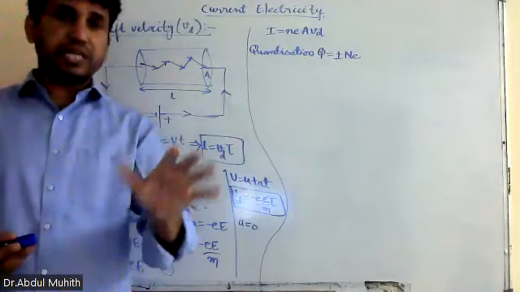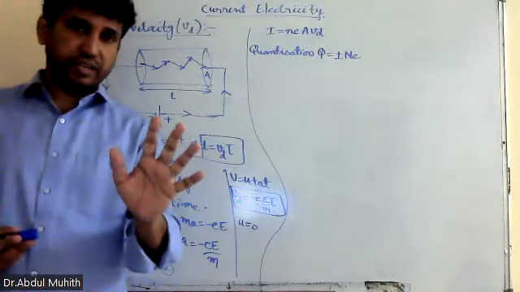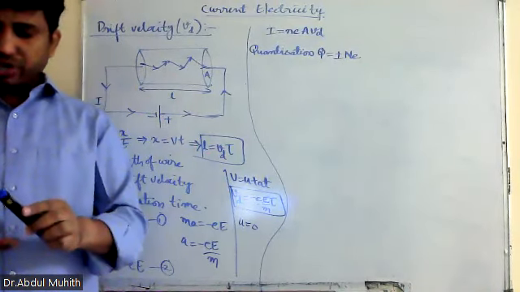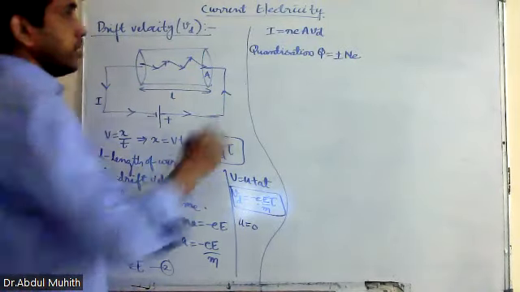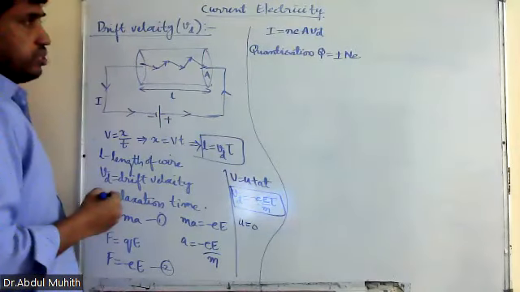The number of students in a class is 10. It cannot be 10.1 or 9.5. We don't have 9.5 students, right? Is that clear? Yes. We don't have 9.5 students or something like that. So Q is equal to what? Plus or minus NE.